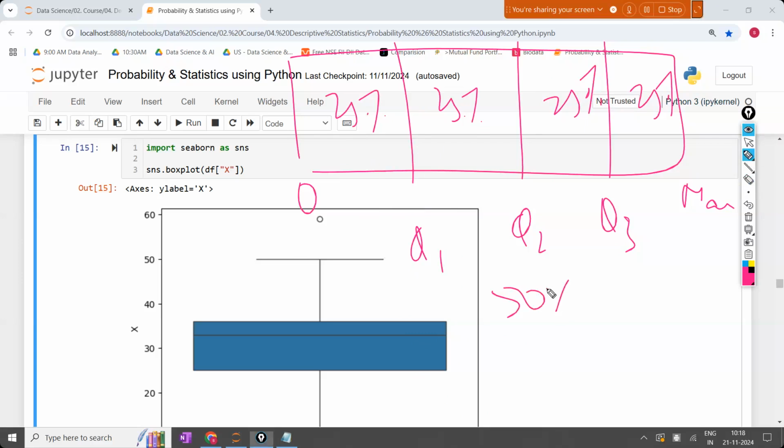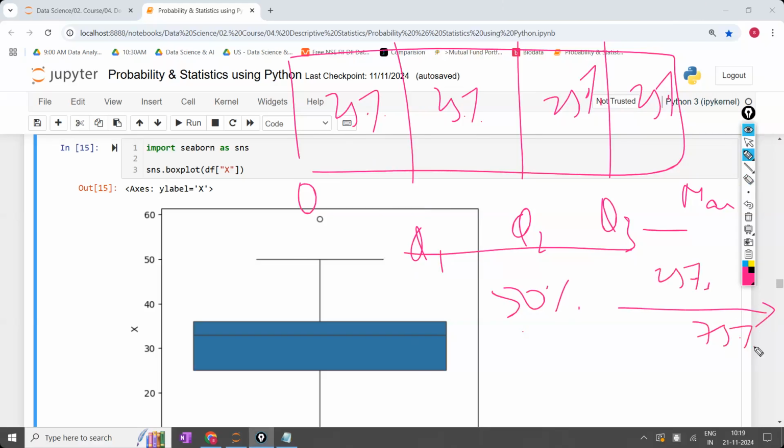50% of the data is between this. Generally from here to here, only 25% should be there. But I'm considering up to 75%. From here to here, I'm taking up to 75% as the maximum value. That is 1.5 into this one. So additionally, I'm adding the additional 50%. Whatever this distance is, for this one I'm adding an additional 50%. Basically, 1.5 into IQR means 1.5 times of 50%.